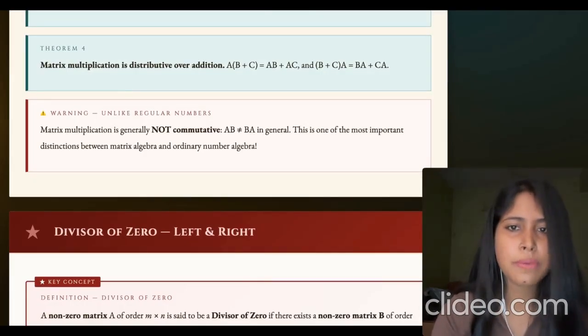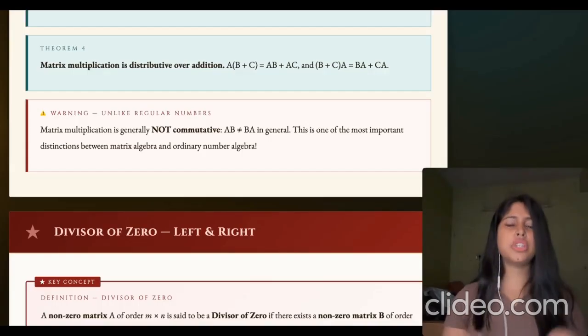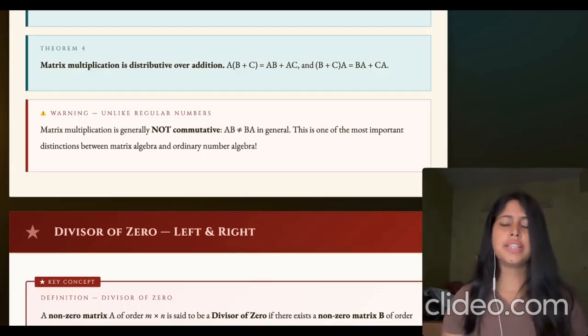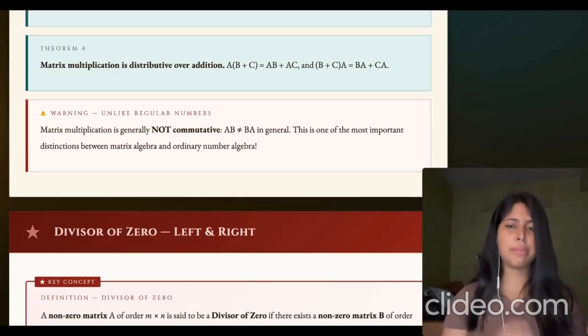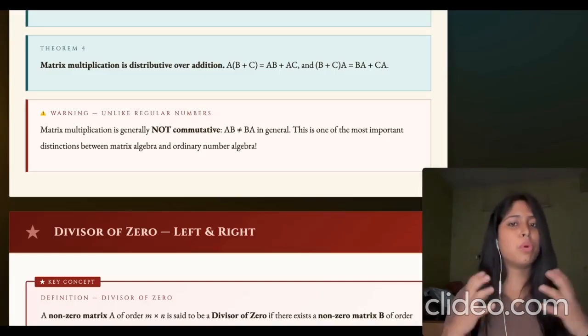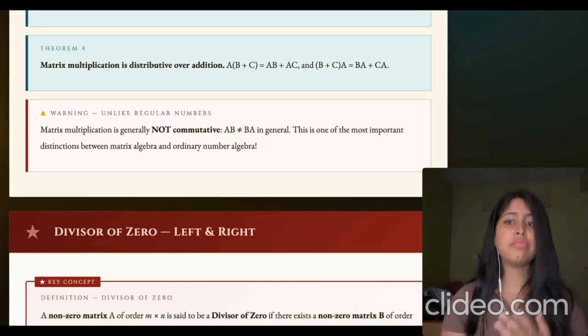Now see what theorem 4 is. Theorem 4 says that matrix multiplication is distributive over addition. That is, A into (B plus C) is equal to AB plus AC. Now here is the big warning. Unlike numbers, matrix multiplication is generally not commutative. AB is not necessarily equal to BA. This is one of the most important things to remember about matrices. In fact, AB might be defined while BA is not even defined. That is why matrices are a little bit different from number theory.